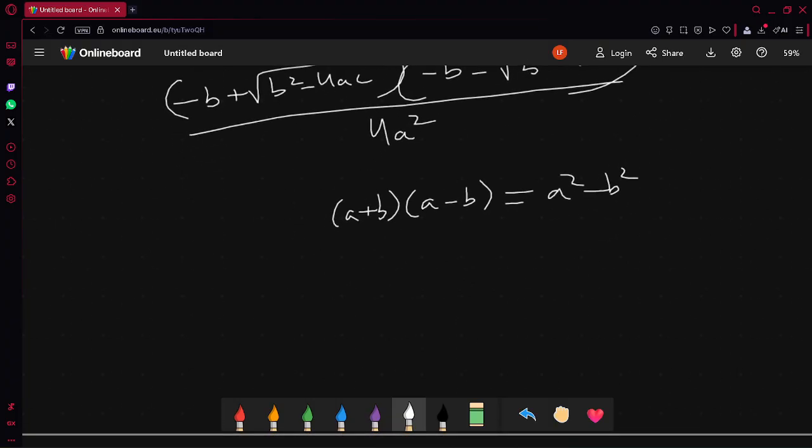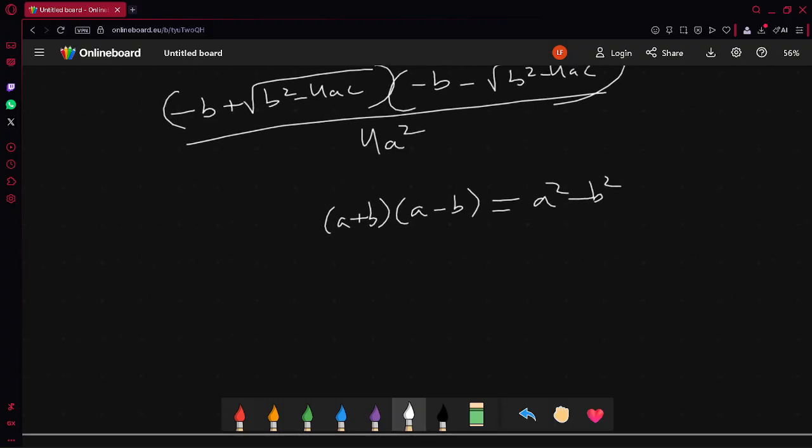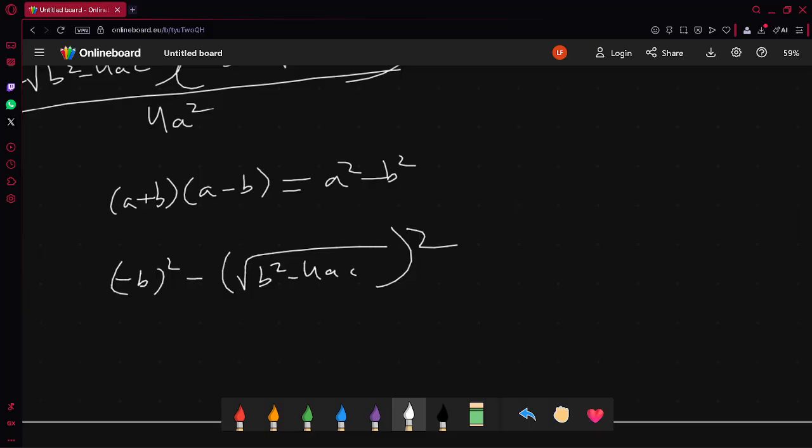So this would be minus b squared minus the square root of b squared minus 4ac, squared. And this gives us b squared minus b squared minus 4ac over 4a squared.